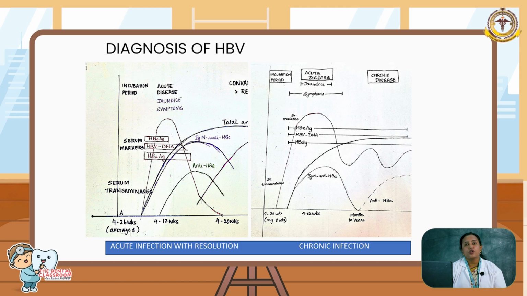In case of chronic hepatitis, all the markers of viral replication as well as the hepatitis B surface antigen persist in serum beyond 6 weeks. So, in this there will be progression to chronic hepatitis.